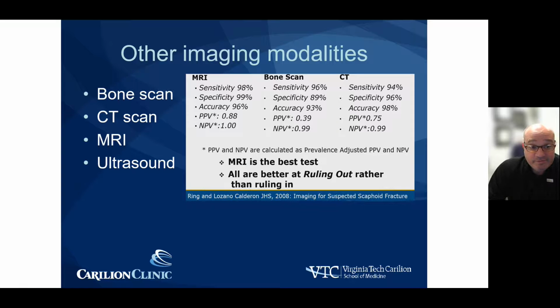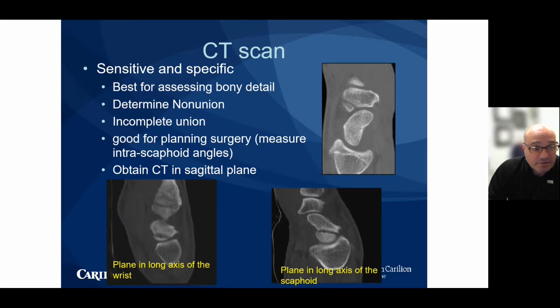So what are other imaging modalities that we can use? Bone scan, CT scan, MRI, and ultrasound have been reported. In our practice, MRI is the best test. All are better at ruling out than ruling in, but overall, for early diagnosis, for picking up a scaphoid fracture, the MRI is the one to use.